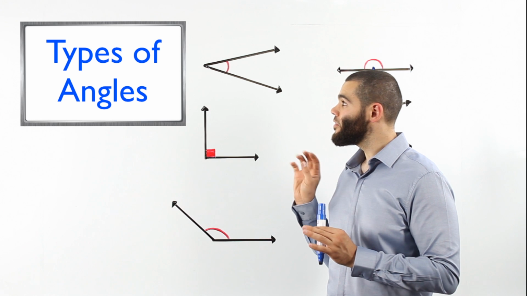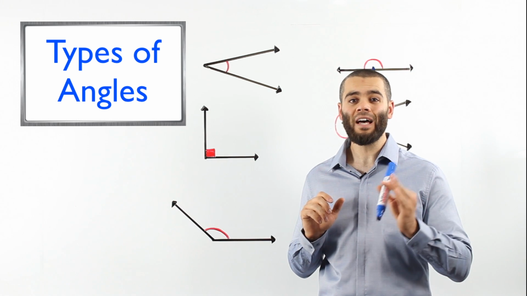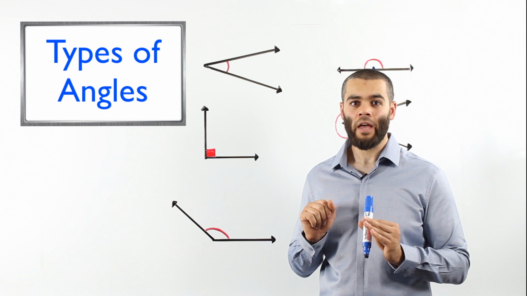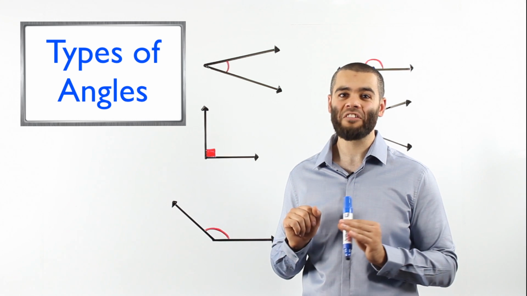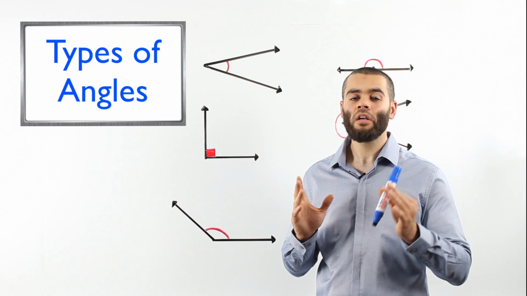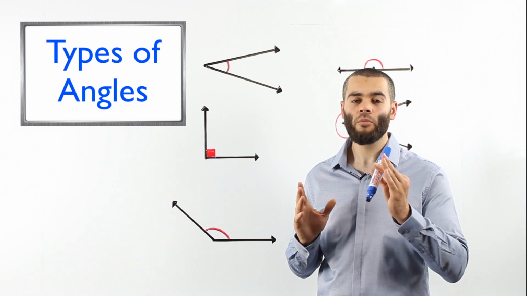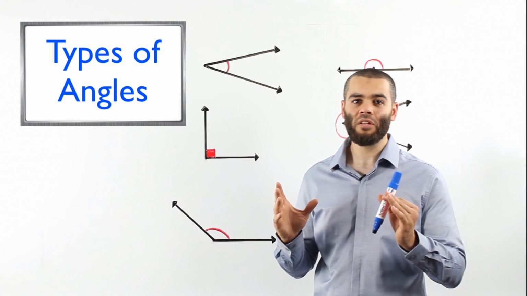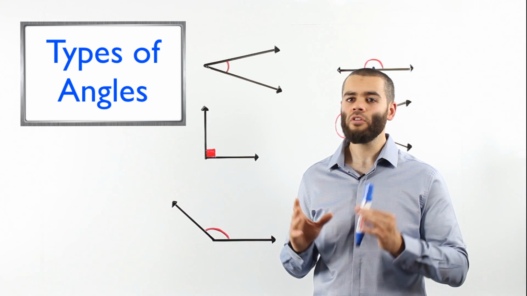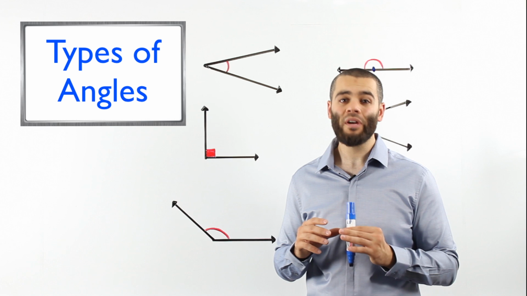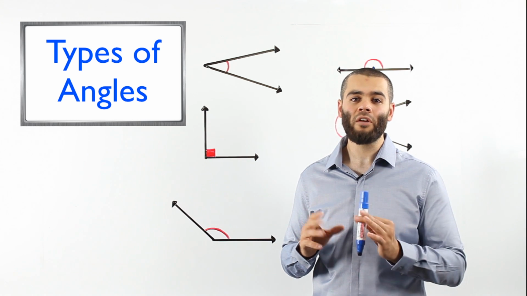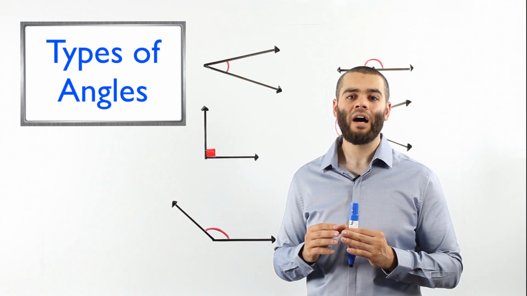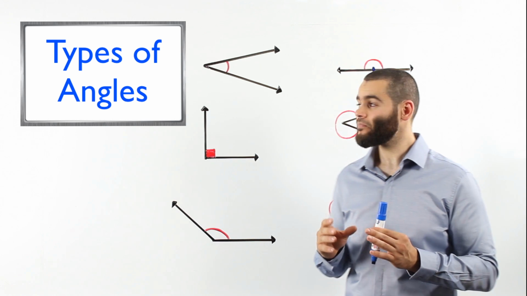Then we have the obtuse angle, which is larger than a right angle, however smaller than what we call a straight angle. An obtuse angle is made up of degrees more than 90 but less than 180. So it can be 91 degrees, 92, 100, 110, 120, all the way to 179, just less than 180 degrees.